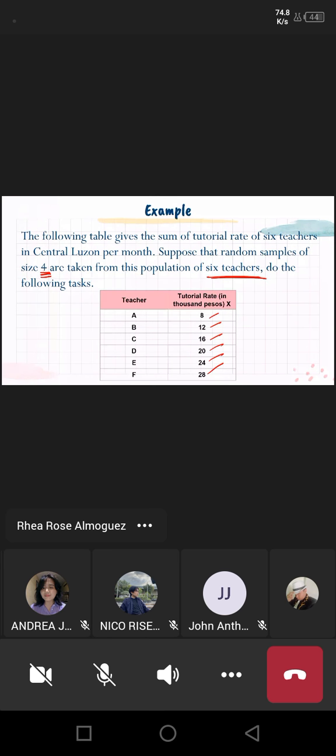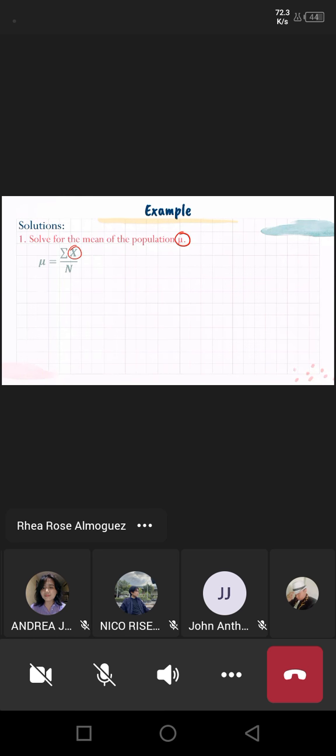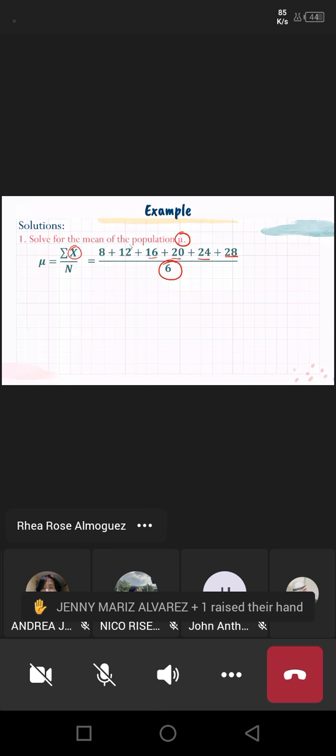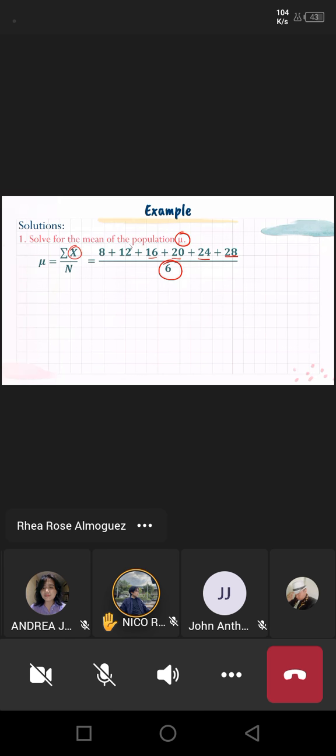Okay? So, we have 8, 12, 16, 20, 24, and 28. Bakit po kaya 6 yung pinang-divide natin dito? So, tingin nyo, bakit 6 yung pinang-divide natin? Yes, Brent. 6 po kasi yung population, ma'am. Okay. Thank you. Because 6 yung population natin. We have 1, 2, 3, 4, 5, and 6. So if we're going to perform the indicated operation, we will get 18 or 18,000 as the value of the mean of the population. Okay? Clear po ba itong mean of the population?